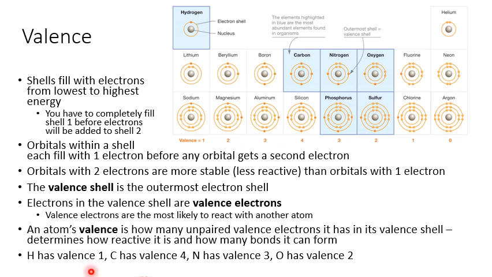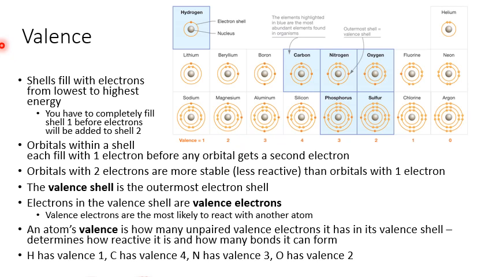So shells will fill completely before you start adding to a new shell. Orbitals within a shell will get 1 each before any of them gets a second. That ends up being important because single electrons that are by themselves in an orbital are more reactive. It's actually more stable if you have two electrons together within an orbital, like a pair of electrons there. Whenever you have electron pairs in an orbital, that's pretty stable.